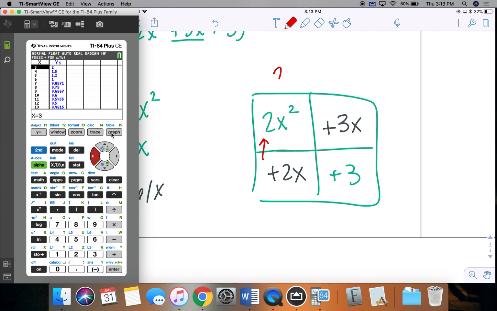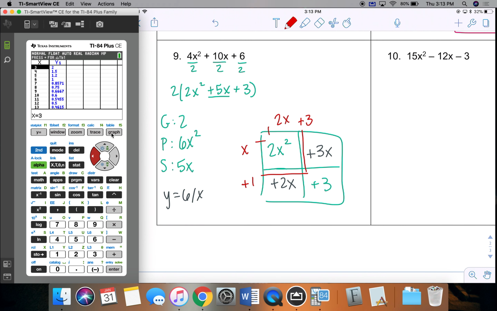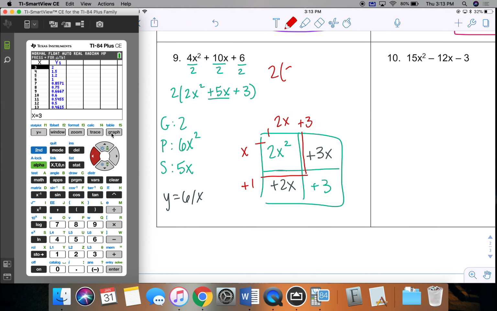2x squared and 2x share a 2 and an x. 3x and 3 share a 3. 2x squared and 3x share an x, and 2x and 3 do not share anything, so we use a 1 as a placeholder. So quick check, x times x is 2x squared, 1 times 3 is 3. So my full answer is my GCF of 2, top factor and bottom factor.